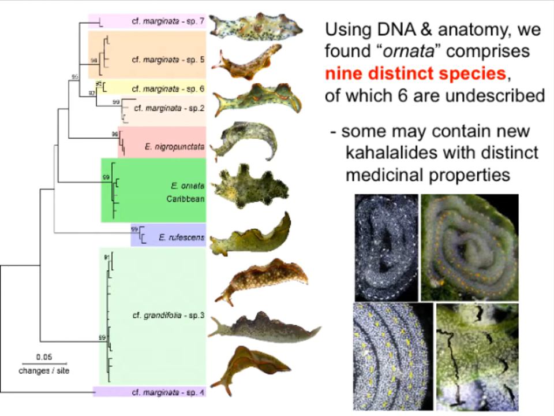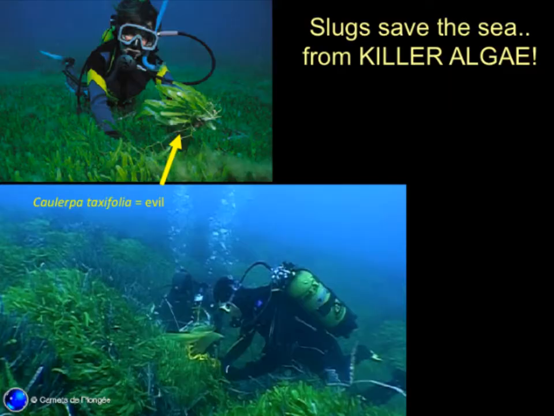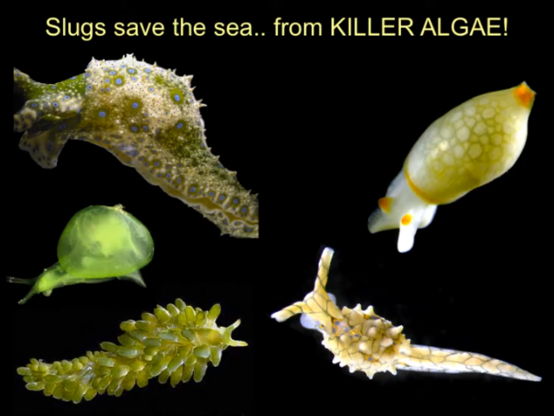And there may be new molecules that have anti-cancer properties in any of these species that haven't yet been surveyed, but because everyone's using the same name, we don't know it. Another reason you might care is there's a very evil algae that has taken over the Mediterranean, and the state of California spent $7 million eradicating an outbreak of this stuff called Caulerpa taxifolia. It's invaded Australia, it's invaded Japan, and nothing in the ocean eats it except some of my sea slugs, because it's extremely toxic and nasty. So we're studying them as possible biological control agents to help save the ocean from this awful, awful algae. Also, they're just really pretty.